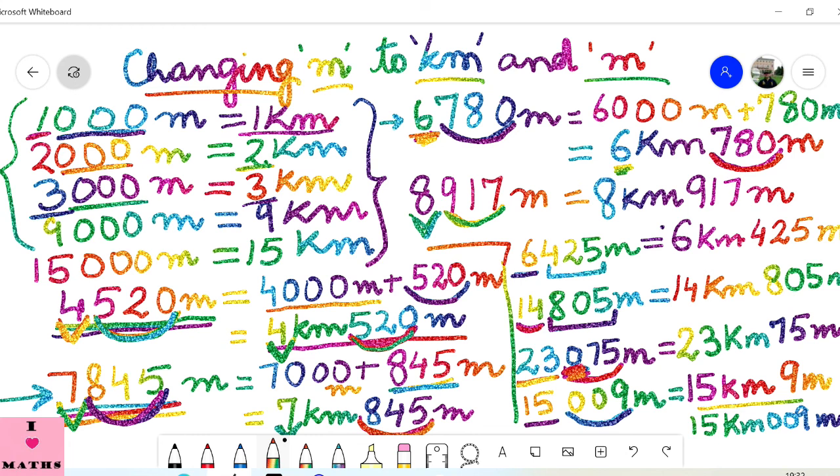I hope children you have understood how to change meters to kilometers and meters.